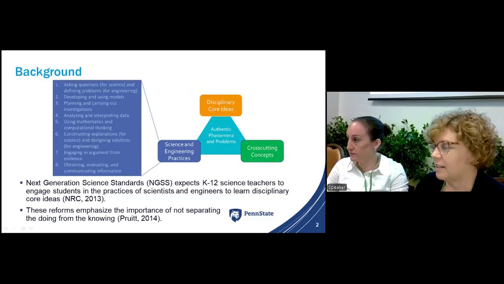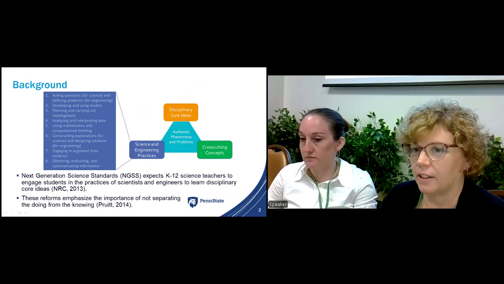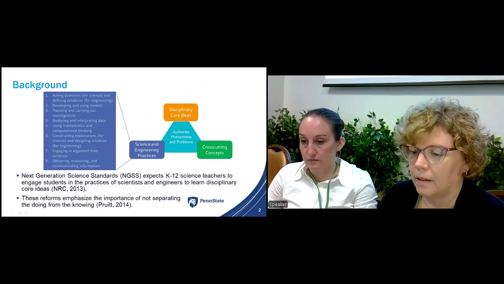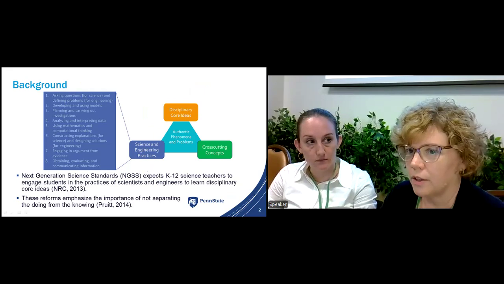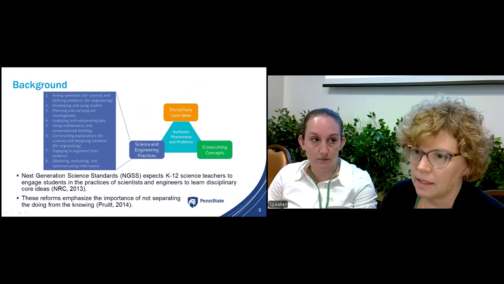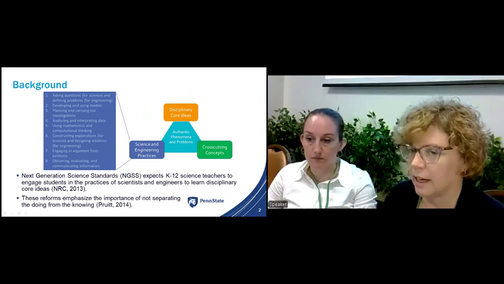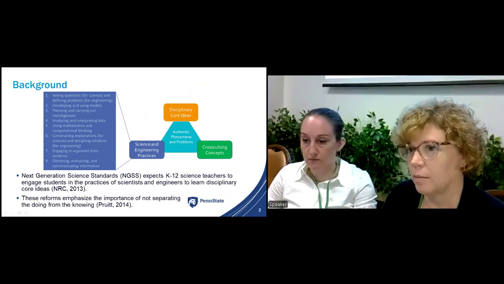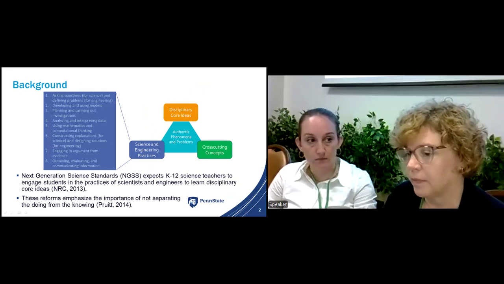So in the United States, we have the Next Generation Science Standards. These standards have three parts: the disciplinary core ideas, cross-cutting concepts, and science and engineering practices, all tied together with authentic phenomena or problems at the center.